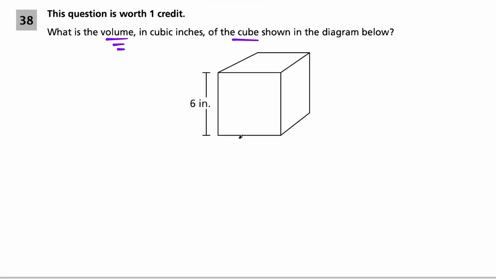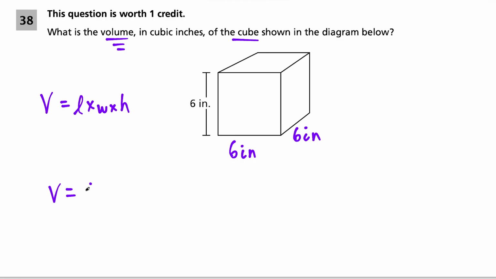So if the height of the cube is 6 inches, that means that the length is also 6 inches. And we could also say that the width is 6 inches as well. So if we want to use this formula, volume equals length times width times height, we could use this formula. And just know, once again, that the length, width, and height is the same when we have a cube.